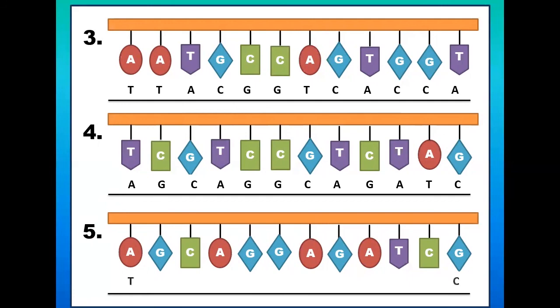And for number 5, here's the answer. We have A to T, G to C, C to G, A to T, G to C, G to C, A to T, G to C, A to T, T to A, C to G, and G to C. Now, hopefully everyone is good with this number as well. So again, this is how we can form a new strand from an old DNA strand using complementary base pairing.